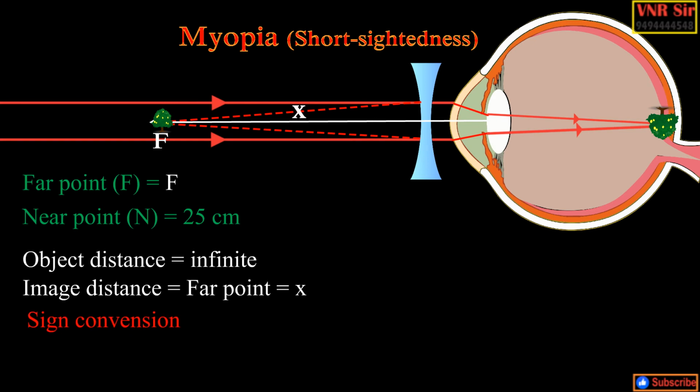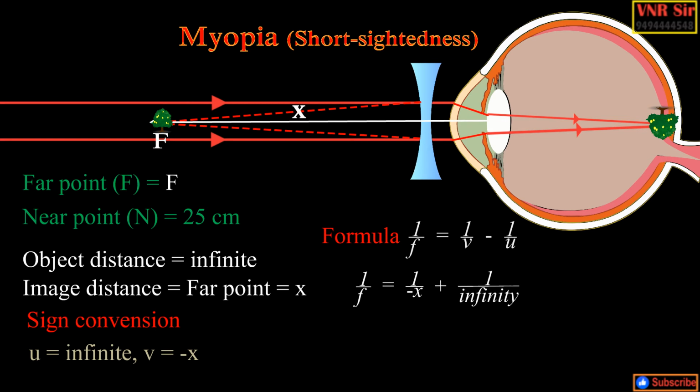By applying sign convention, u is infinity and v is minus x. From the formula 1 by f equals 1 by v minus 1 by u, if you substitute and simplify, we get the f value as minus x. Minus indicates it is a concave lens. So the focal length of the lens to be used is equal to the far point of that person.